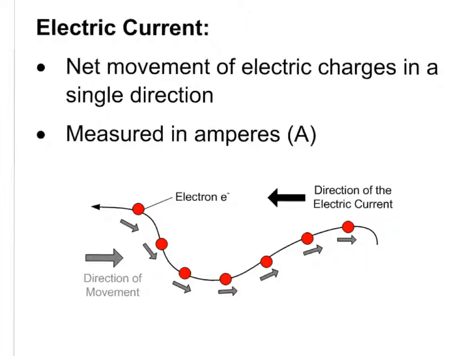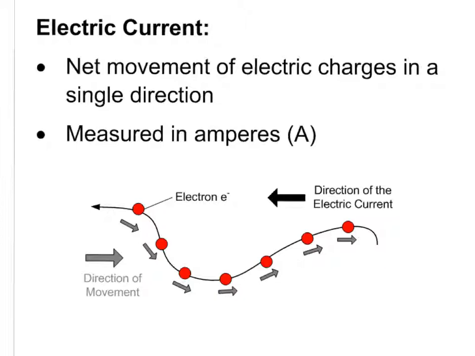So what is electric current? It is the flow of electric charge, the net movement of electric charges, you could think of it that way, in a particular single direction. It's measured in amperes, and we abbreviate that with a capital A.